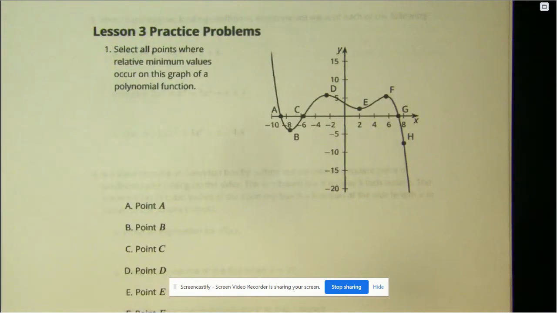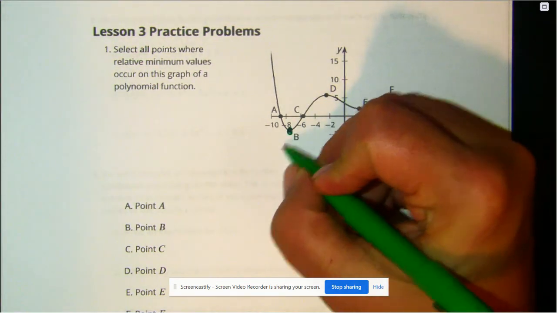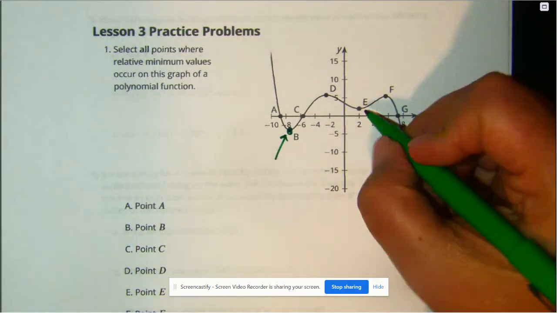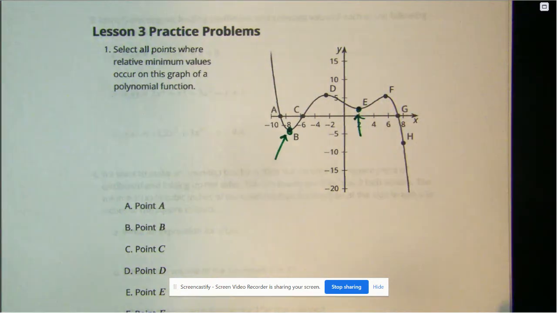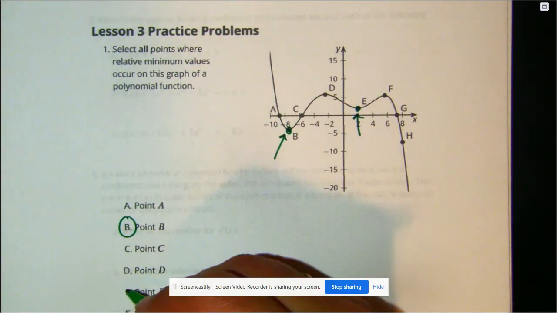A relative min, if you were here for the recap or you look at the summary page, it says since graphs of polynomials can curve up and down multiple times, they can have points that are higher or lower than the rest of the points around them. These points are relative max or mins. So a relative min, that's lower than the points around. And then here, that's lower than the points around. So B and E.